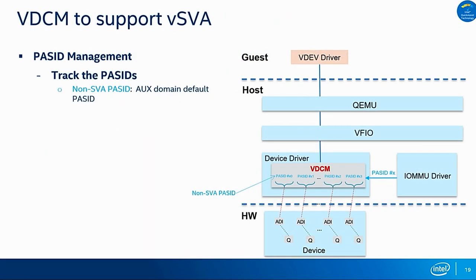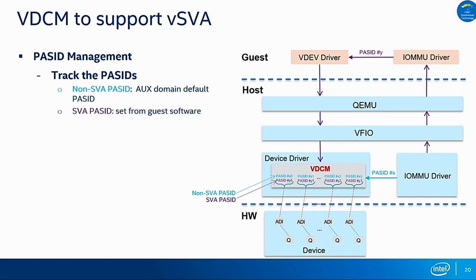Okay, so as we mentioned, VDCM needs to handle the PASID difference to make SVA work with scalable IOV. The first question is where the PASIDs come from. For example, the non-SVA PASID comes from the auxiliary domain, which is allocated when the device is attached to the auxiliary domain. And the second is the SVA PASID, which is used by SVA usages, and it is set from guest software. This PASID is from the IOV driver, which may be allocated from a host driver if the PASID is managed system-wide.